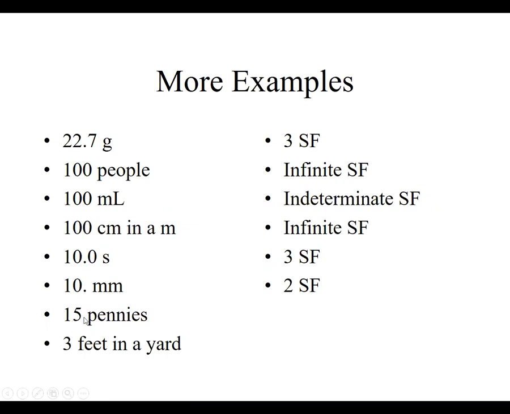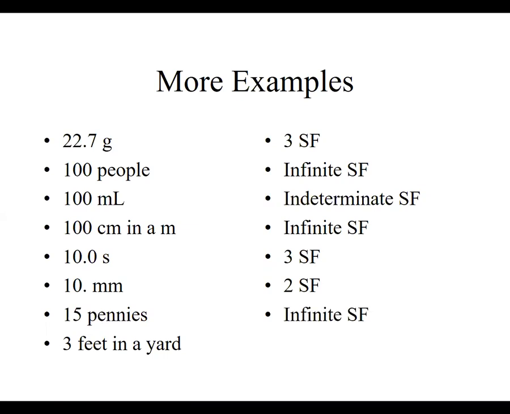Okay, 15 pennies. Well, again, some people want to say, oh, indeterminate because there's no decimal. But that's only true when it ends with a 0 and it comes from a measurement. You've got to have both of those conditions satisfied for it to be indeterminate. It's got to end with a 0 and it's got to be a measurement, not a definition or a count of discrete objects. This is a count of discrete objects. So when we see 15 pennies in a jar, that's exactly 15 pennies, no more, no less.